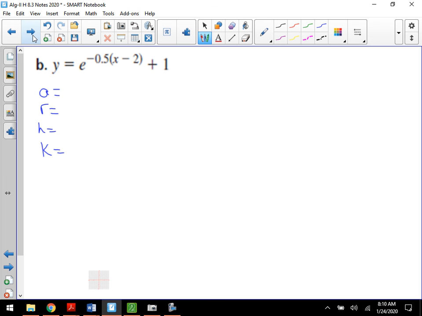Right? Same idea. Let's try it with h's and k's. When we do h's and k's with this stuff, let's put a coefficient in front. Let's make it more fun. Let's put a 3 there. Oh my God. 3 times e to the negative 0.5 times quantity x minus 2, all plus 1.